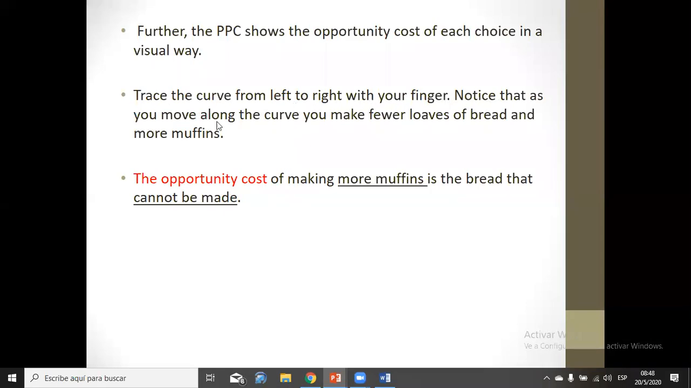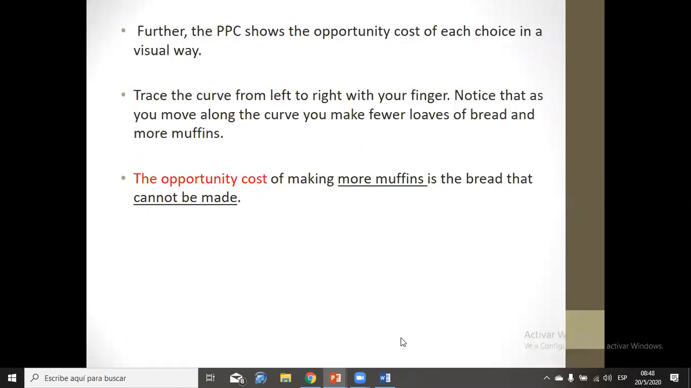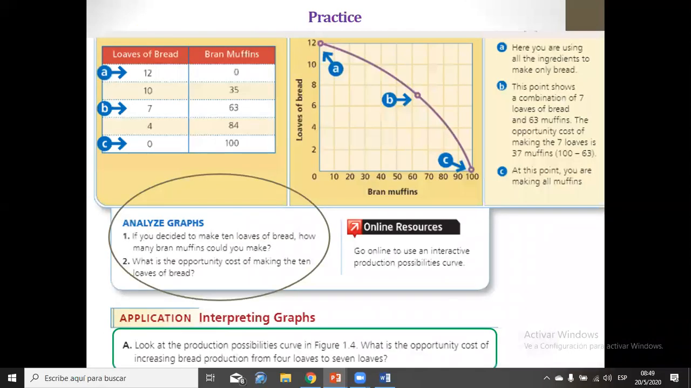Now, trace the curve from left to right with your finger. Notice that as you move along the curve, you make fewer loaves of bread. Over here, if I move from left to right, you are producing less and less bread and more muffins. That's what it says over here: fewer loaves of bread and more muffins. The opportunity cost of making more muffins is the bread that you cannot make. That is the opportunity cost. You are giving up your bread in order to get more muffins, guys, okay?